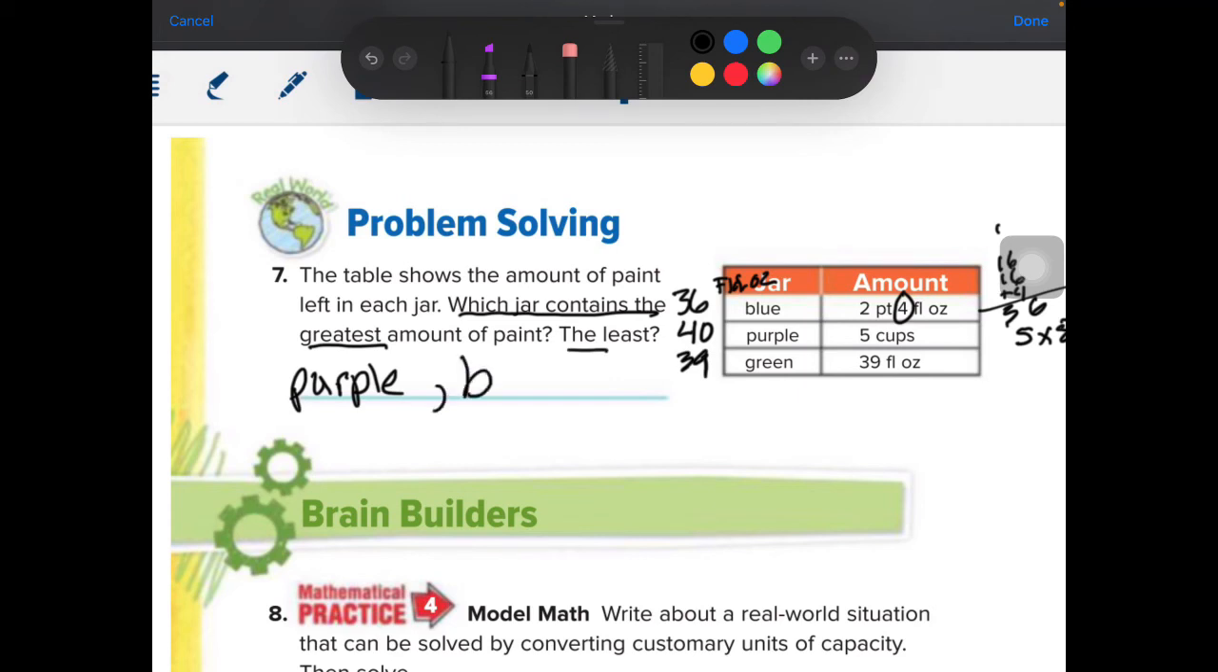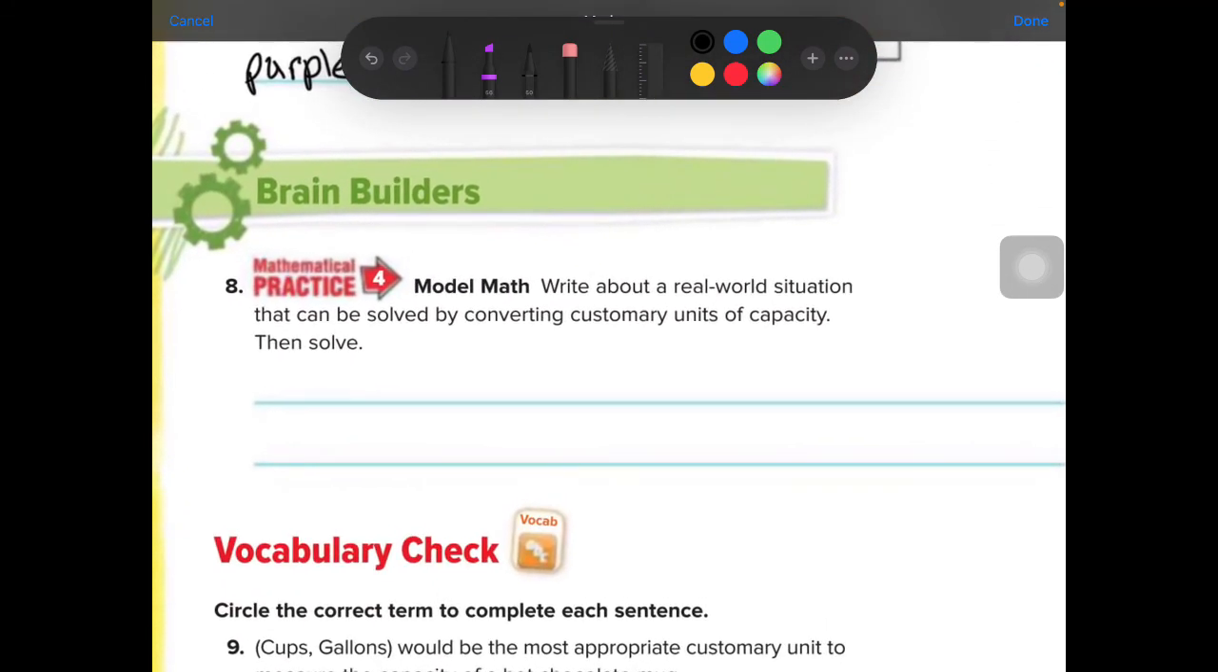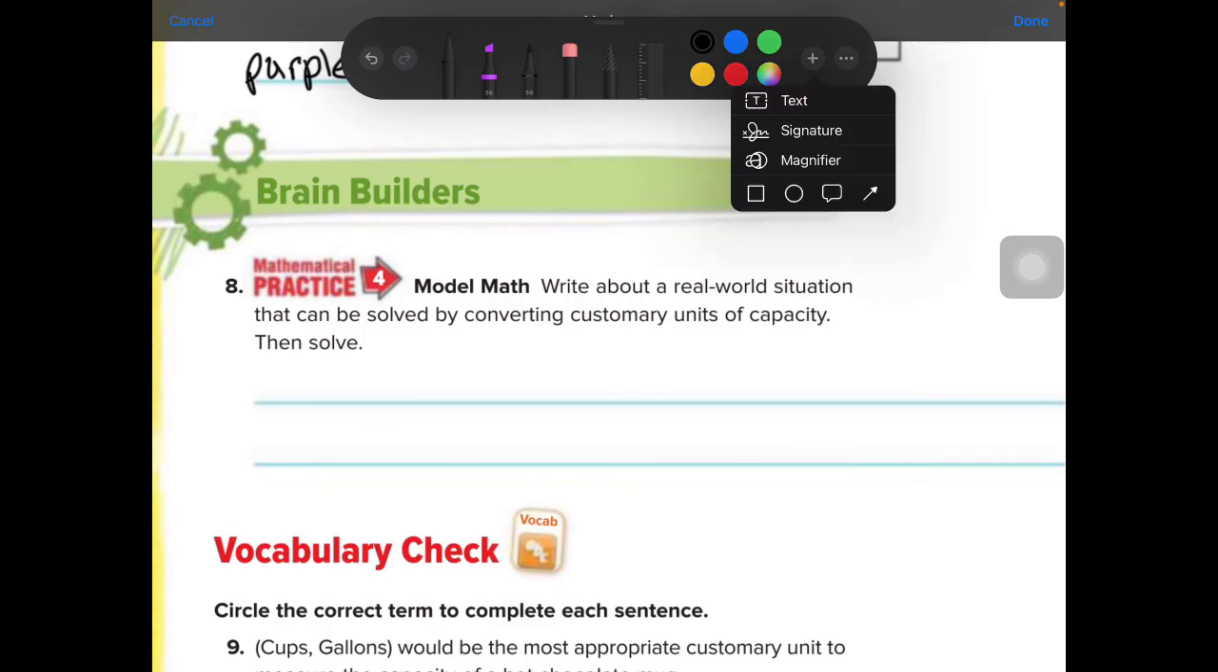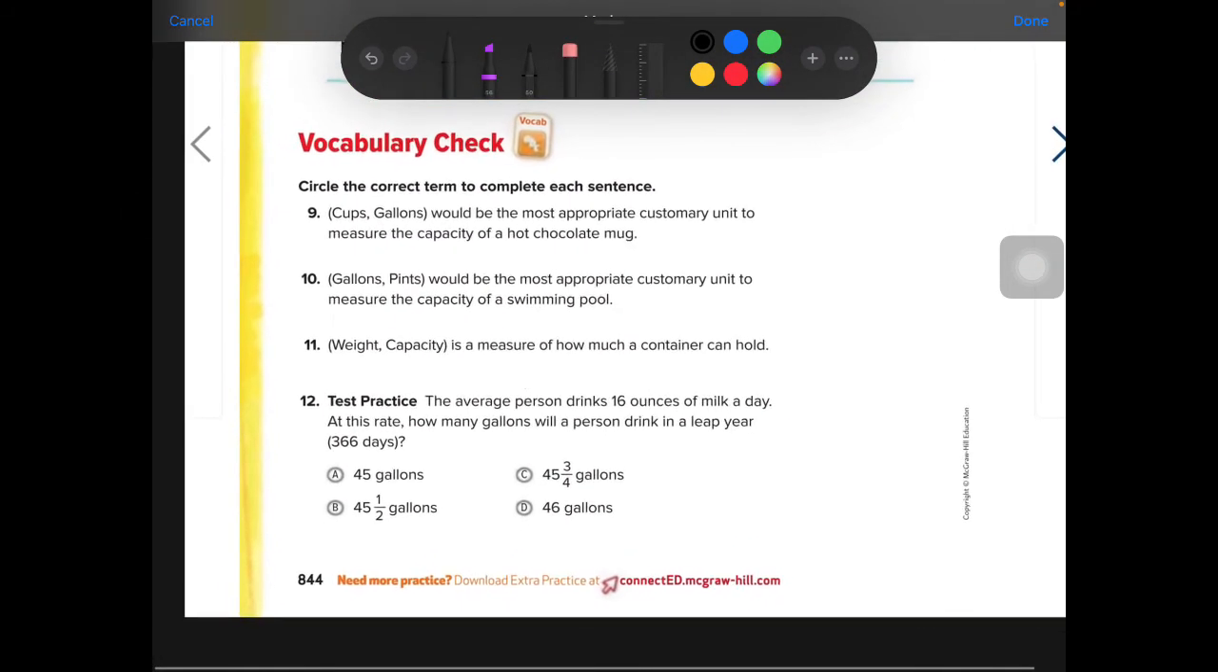Now they want the least. The least amount of paint is, well, the blue. So then that is what your answers are going to look like. Number 8, model math. Write a real-world situation that can be solved by converting customary units. 3 cups. Yeah, that'll work.